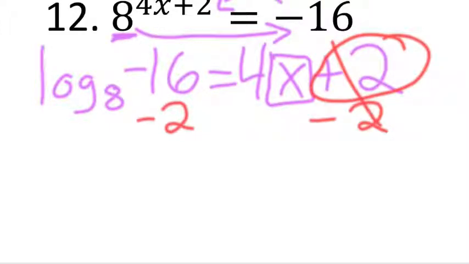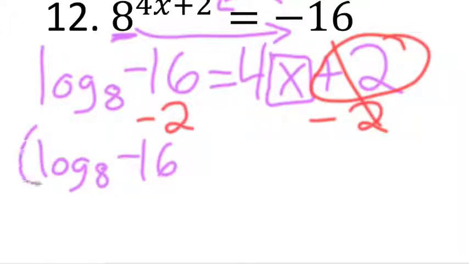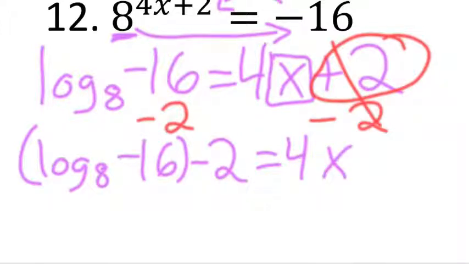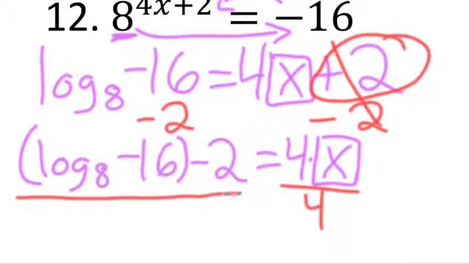2 minus 2 is 0, so it cancels out. So we're left with log base 8 of negative 16 minus 2 equals 4x. X is still not by itself, so we've got to divide by 4 because there's multiplication, the inverse operation. And what we do on one side, we've got to do to the other. So on the left side we have log base 8 of negative 16, subtract 2, divide by 4. That is what we're going to put into our calculator.